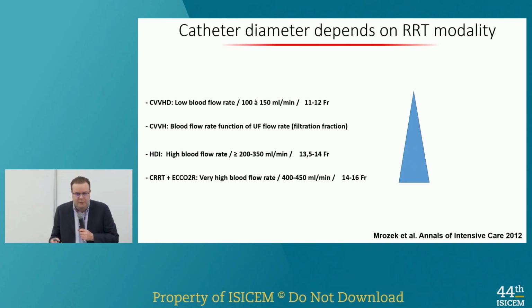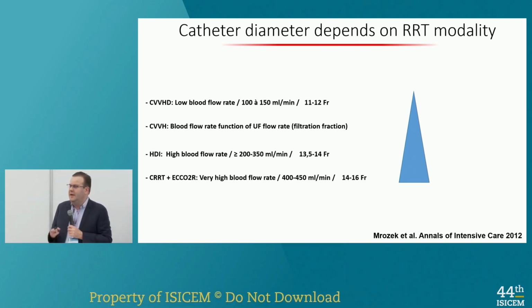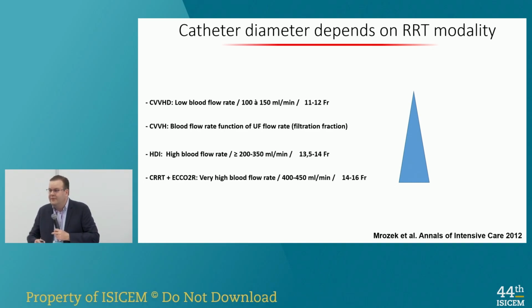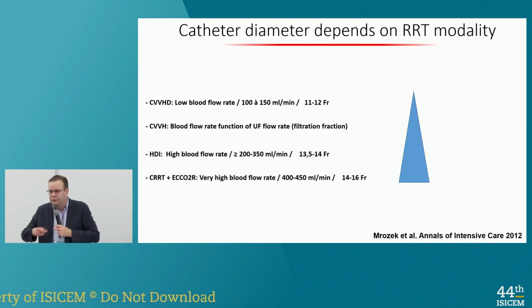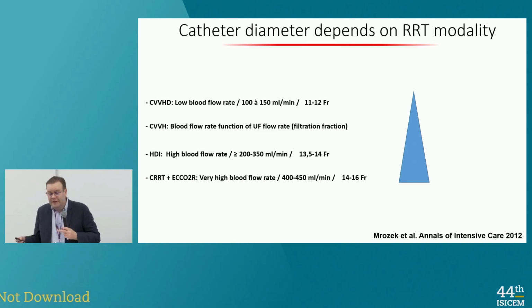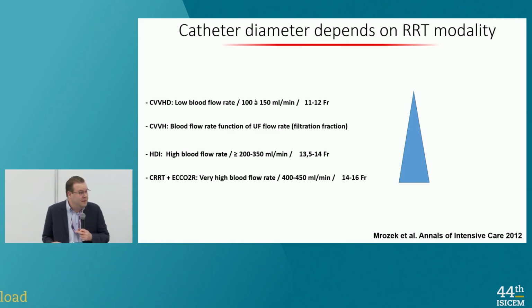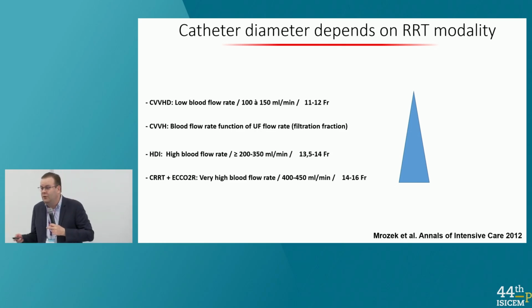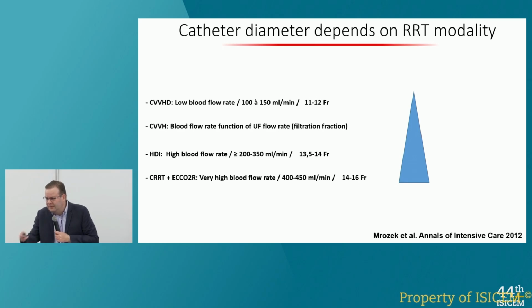If you use intermittent hemodialysis in your unit, then you will have an even higher blood flow rate because you can go to 250 ml per minute or even 350 ml per minute. So that means you need an even bigger catheter. And of course, if you do ECMO, then you need an even larger catheter. So actually, it depends on your modality.